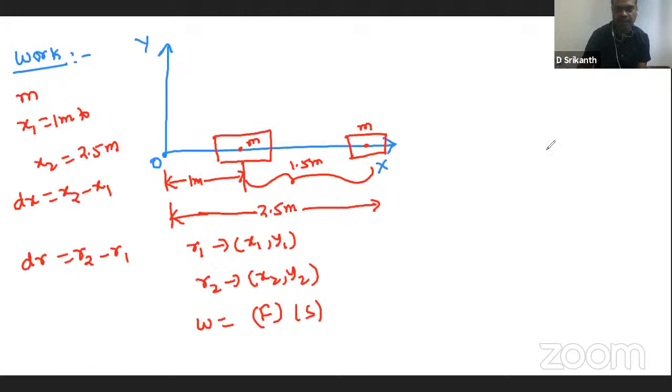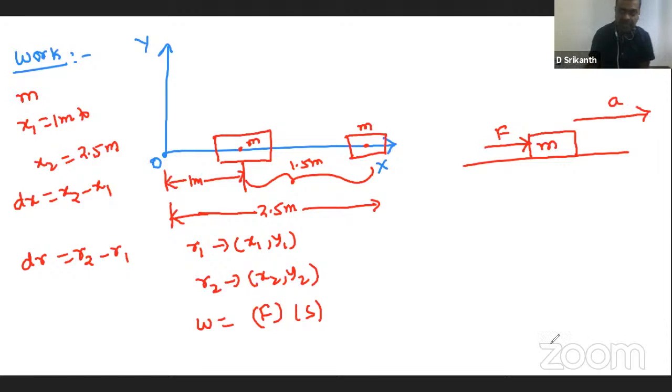Suppose on a horizontal surface, vertical surface, or inclined plane, in whichever direction we apply the force, along the same direction we will have acceleration, or we can say along the same direction we are having the motion. So the direction of motion is along the direction of the force. So work done I can write as force times the displacement.